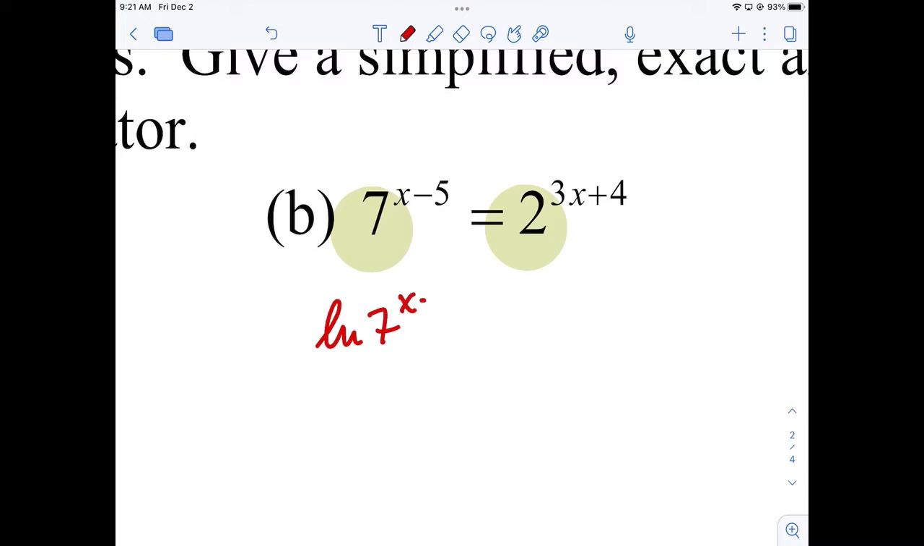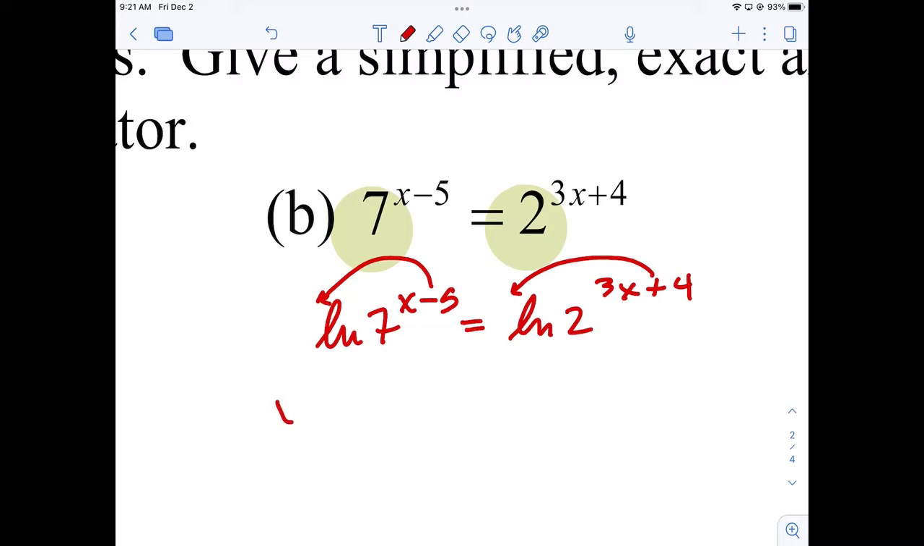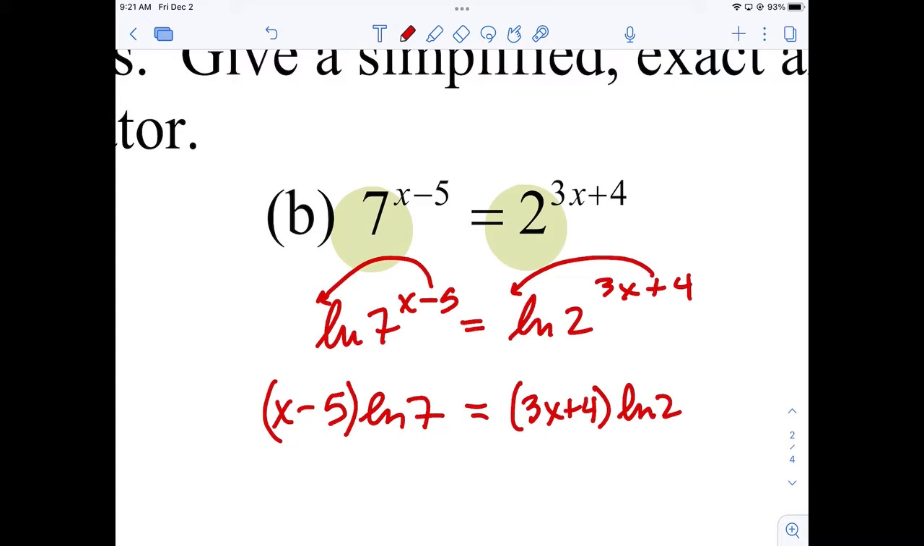Natural log of 7 to the x minus 5th power equals natural log of 2 to the 3x plus 4th power. And now what do I do with the exponents? Now here's where you got to be careful. x minus 5, natural log of 7. How's that looking? Gross. Very good. Because I need my old friends, Mr. and Mrs. parentheses. Equals distributing, you get parentheses, 3x plus 4 times the natural log of 2. So we need parentheses there because it's more than one term in the exponent.